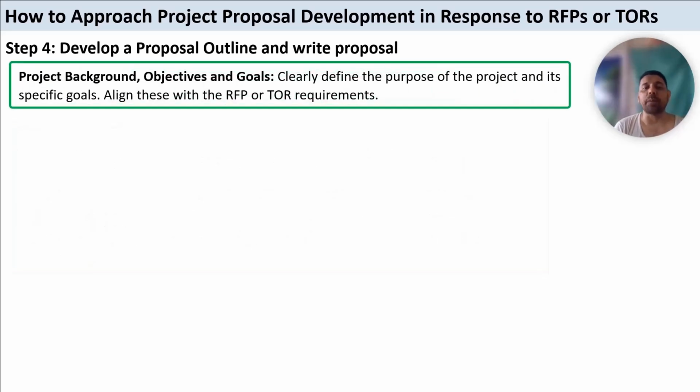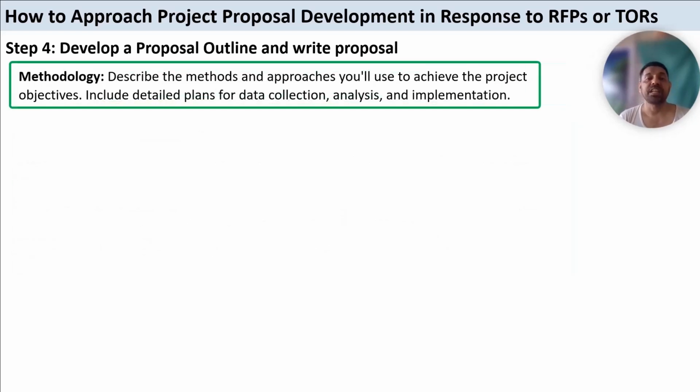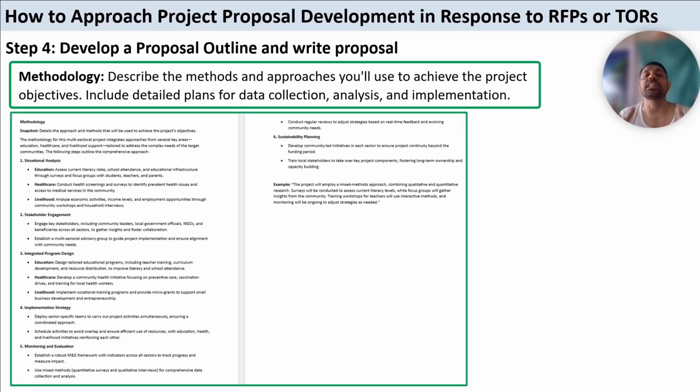Our next section of the proposal is project background, objectives, and goals. This section clearly defines the purpose of the project and its specific goals. So we need to align this section with the request for proposal or the TORs requirements. The request for proposal or TORs also mention the project background, the objectives, and relevant goals. The next section is methodology. This section describes the methods and approaches you will use to achieve the project objectives. It includes a detailed plan for data collection, analysis, and implementation, the different types of activities, and the methodologies that you will be using during this project.